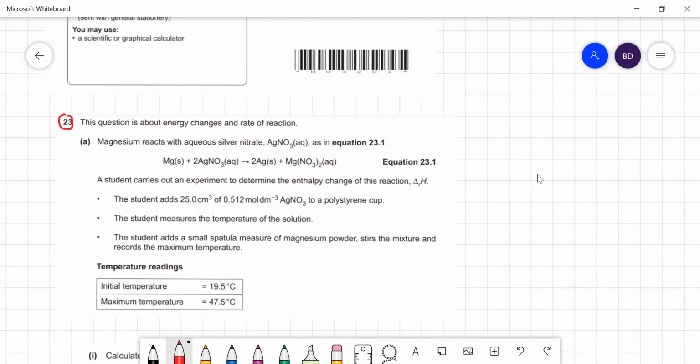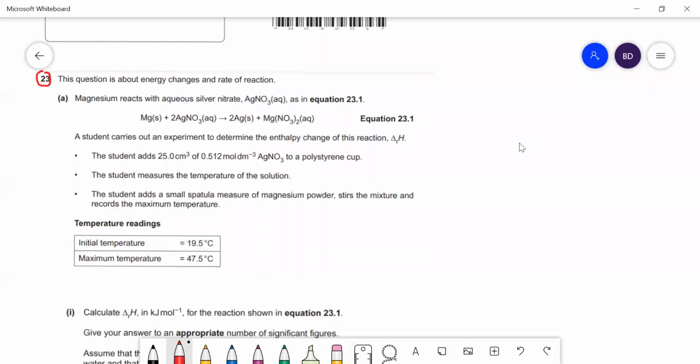Okay, so the first question is about calorimetry. We've got this reaction between magnesium and silver nitrate here in this equation. The student gets a polystyrene cup with the silver nitrate solution in there, adds magnesium to it, and measures the temperature change.